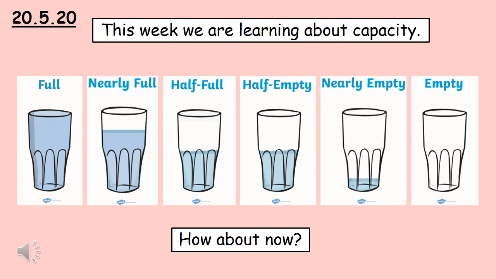I can see there's a full one. There's one that has a little bit less water in, so it's nearly full. Then we've got 2 that are the same. Remember, half full, half empty. There's one with a little bit of water in, so we can describe that as nearly empty. And at the very end, we've got one that is completely empty.